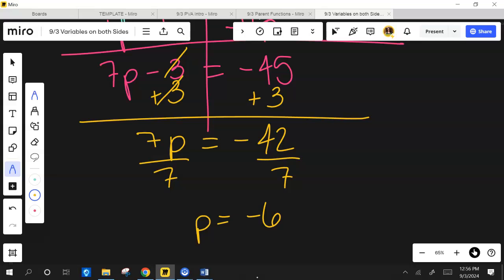Trevor, you good? If you're still copying, finish copying. If you're done, look ahead to number 9 and start thinking about what the first thing we're going to do is.